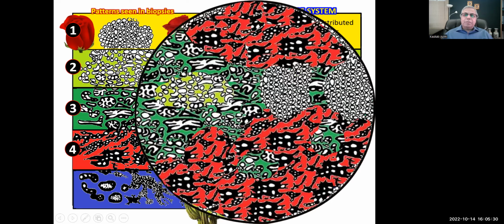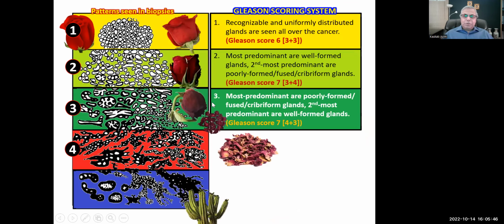The most common pattern that you are observing is this pattern number 4. And the second most predominant is the green one. Don't count these 2 when these patterns are present, because this is the most predominant. You write 4 first, and then you will write 3. So your score is now 4 plus 3.